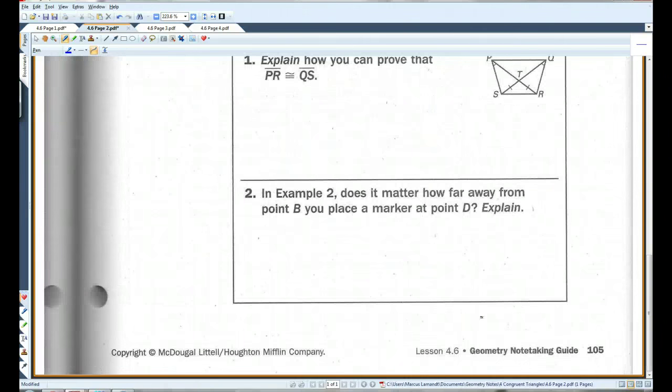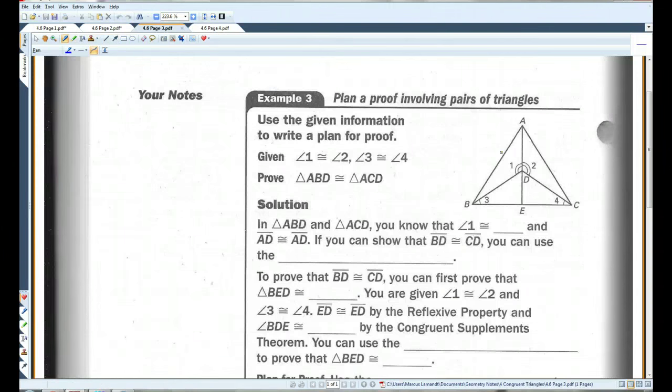Alright, I'll let you guys do the checkpoint. Let's go on to page 3. Use the given information to write a plan for the proof. Given angle 1 is congruent to angle 2, that's labeled for us. Angle 3 is congruent to angle 4, that's also labeled. We need to prove that triangle ABD is congruent to triangle ACD. So these are the two triangles we're looking at.